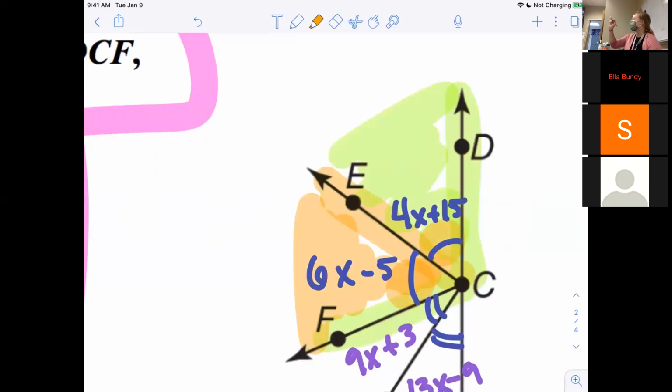Do you see how I did one little curve on both of those angles? That means that they're the same. It's just like if I did this on my segments. You see how that's my congruent mark for them? For angles, it's hard because there's not a straight line I can make. I just kind of curve around to get there.